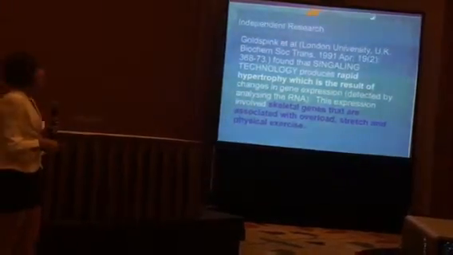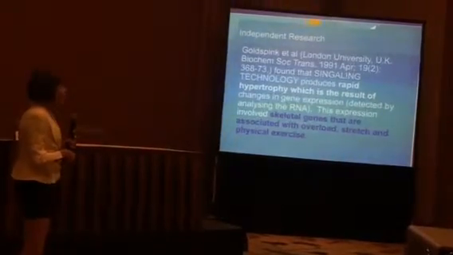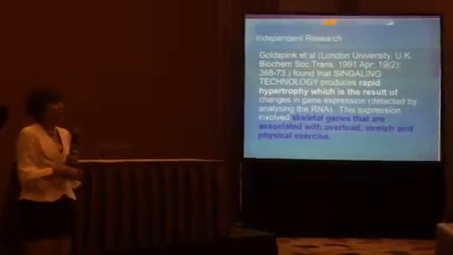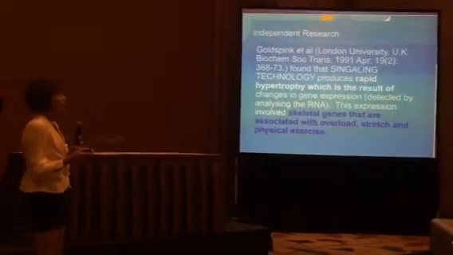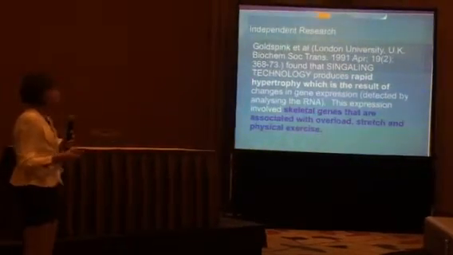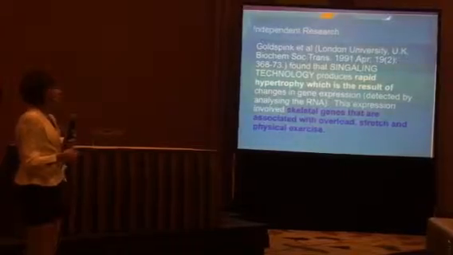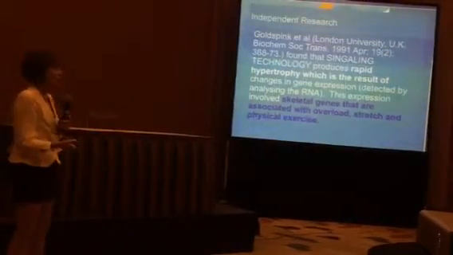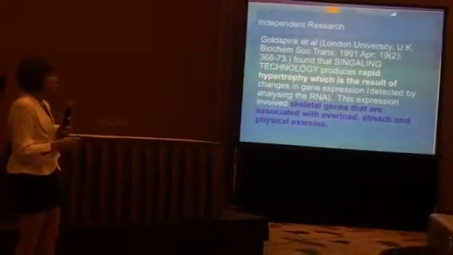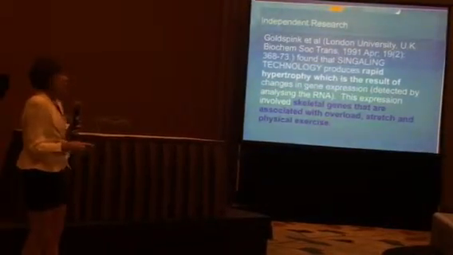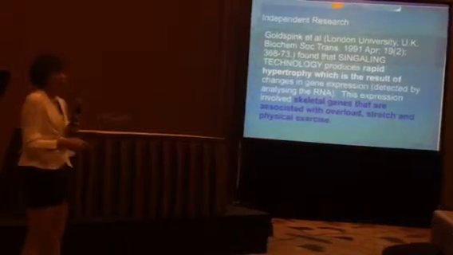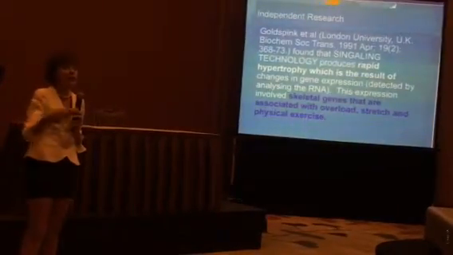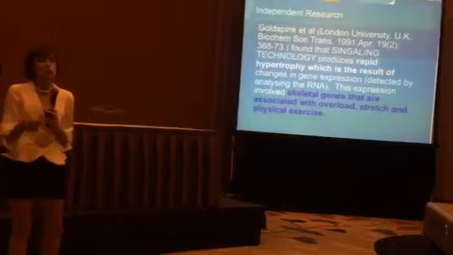So there is independent research from London University, and what they found is that signaling technology, basically signaling to the motor nerve, produces rapid hypertrophy, which is the result of changes in gene expression. That was after they analyzed the RNA. The expression involved skeletal genes that are associated with overload, stretch, and physical exercise. So basically, this signaling was similar to physical exercise.